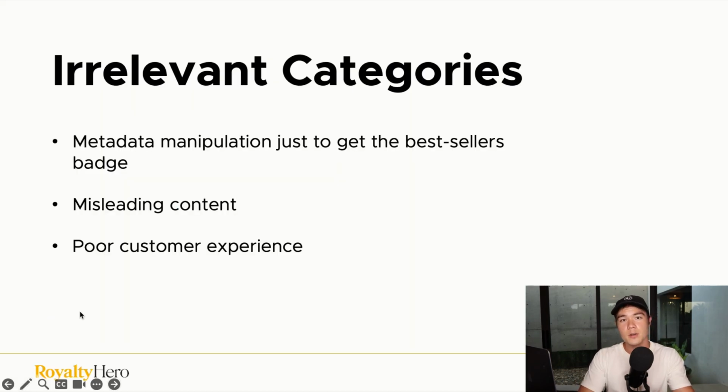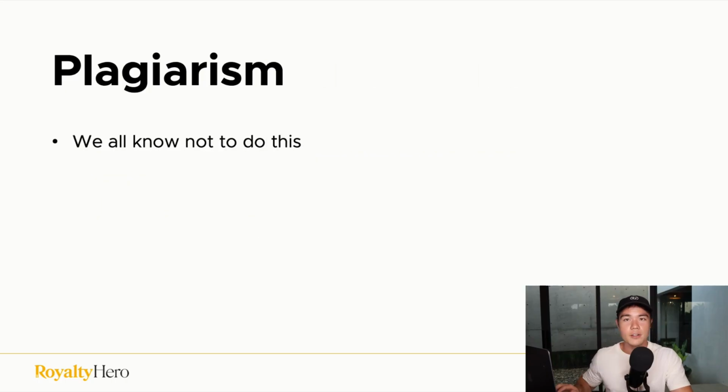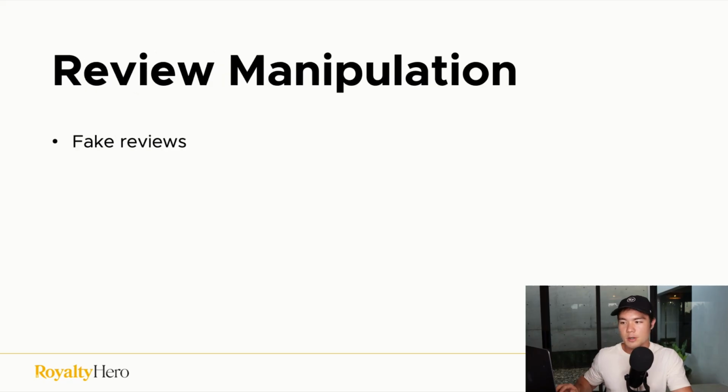All right, so the next one is irrelevant categories. This falls into metadata manipulation. Basically, you add your book in categories that are completely unrelated to your book topic just so that you can get the bestseller badge. And that will get you in trouble because, once again, it's misleading content, metadata manipulation, and it leads to poor customer experience. Now, the next one is plagiarism. Super simple. We all know not to do this, so just don't plagiarize.